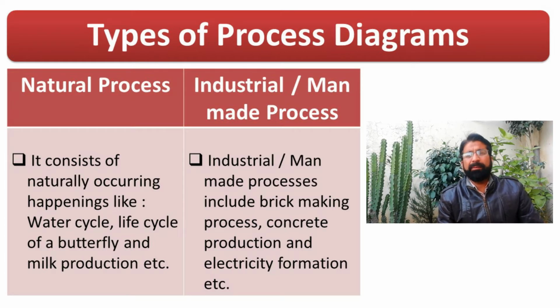Natural processes are happening around us naturally. For example, the water cycle or rainfall. These are some examples of naturally occurring processes around us. Similarly, we also have industrial or man-made processes which are happening around us. For example, if we talk about the brick making process, how bricks are made, this is totally a man-made process. Similarly, if we talk about cement production, how cement is made, this is also a man-made process. So these are examples of processes which are happening around us.